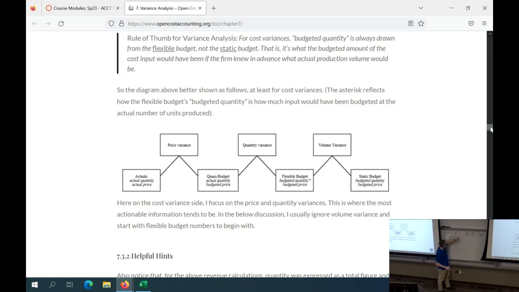Actual quantity purchased times actual price minus actual quantity purchased times standard price for the price variance. And then actual quantity used times standard price minus standard quantity times standard price. Now that creates one substantive difference between this and direct labor variances.